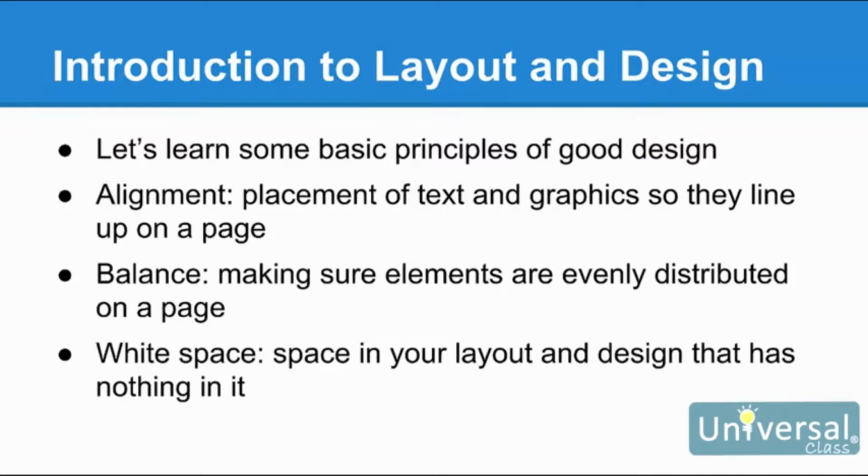Alignment. Alignment refers to the placement of text and graphics so that they line up on a page. It helps to create attractive pages. You can use alignments to group items, create order, or organize the page elements. Alignment can be horizontal, vertical, or you can line up text and objects along their top, bottom, left, or right edges. Balance is achieved by making sure elements are evenly distributed on a page. You don't want to have one section with dozens of pictures, the next with none, or everything lined up on the side of the page and nothing on the other.